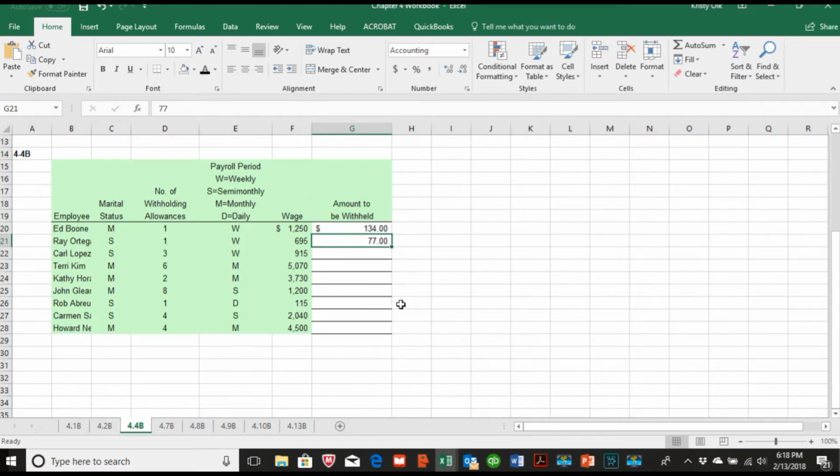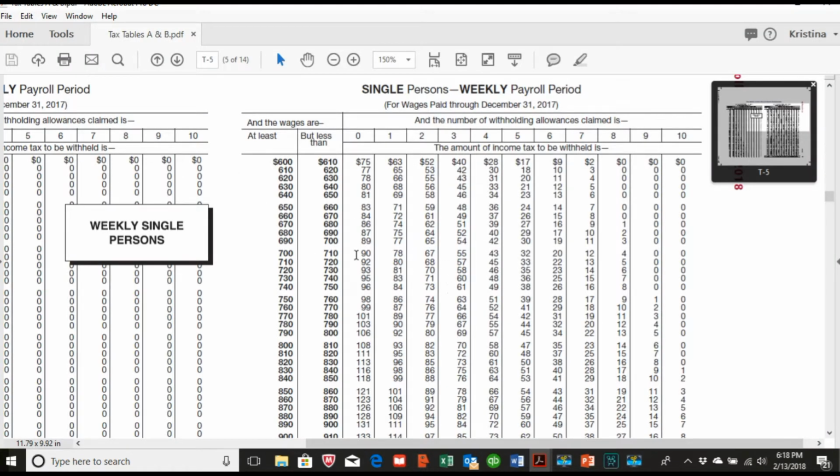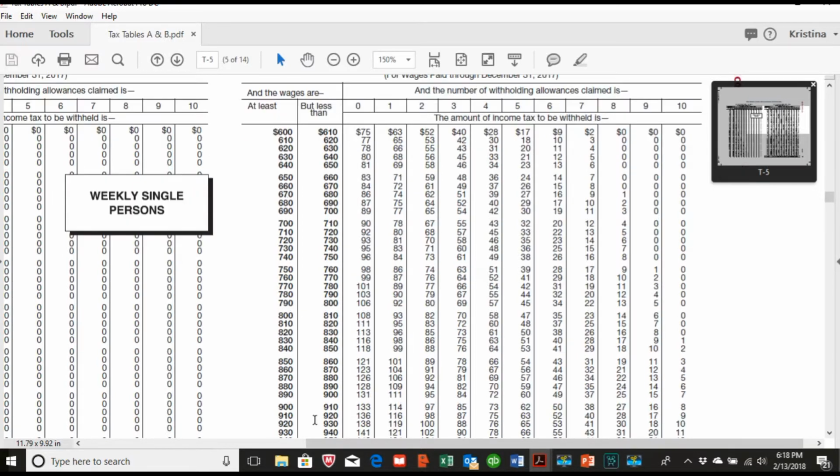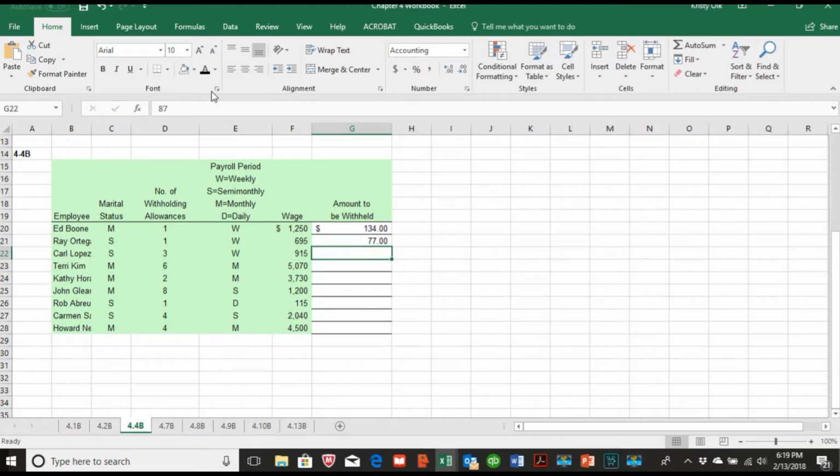The third individual, Carl Lopez, is single and 3 and weekly. So we're still here, single and weekly. He earned $915. So let's find his wages. It's in here. And 3, which is 87. So we continue to follow that for all of these.